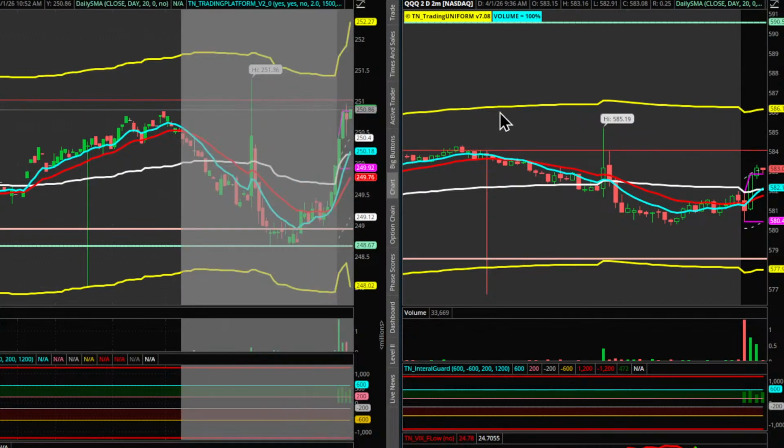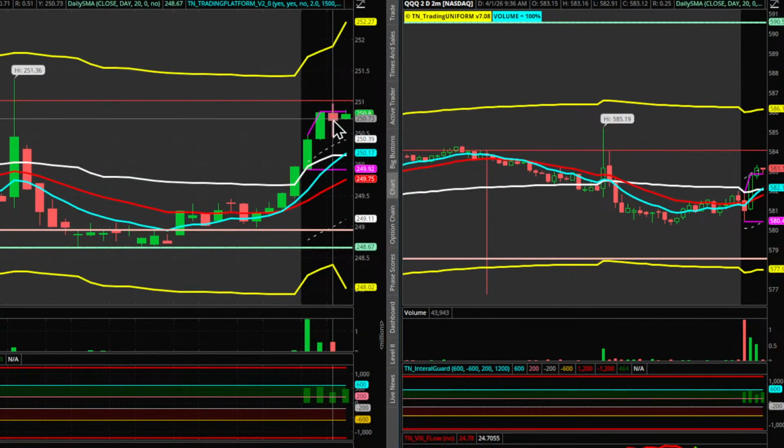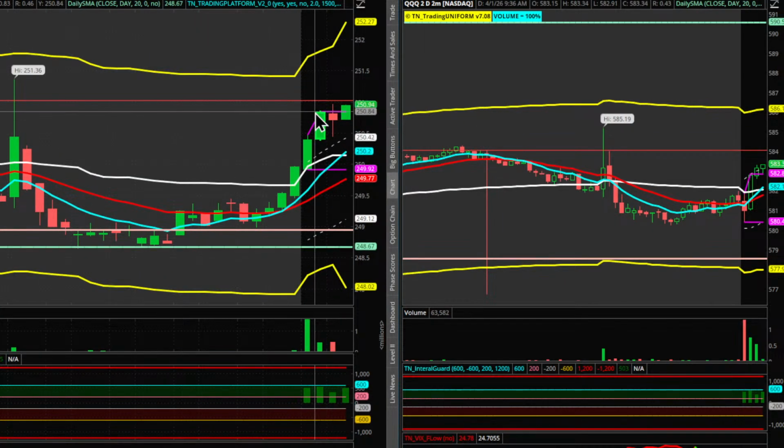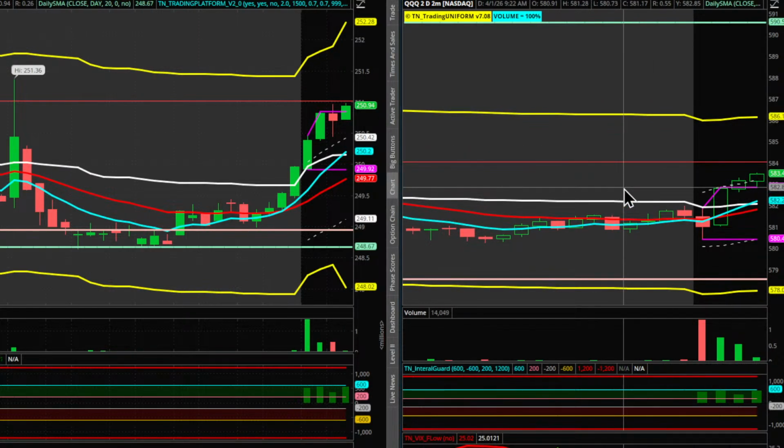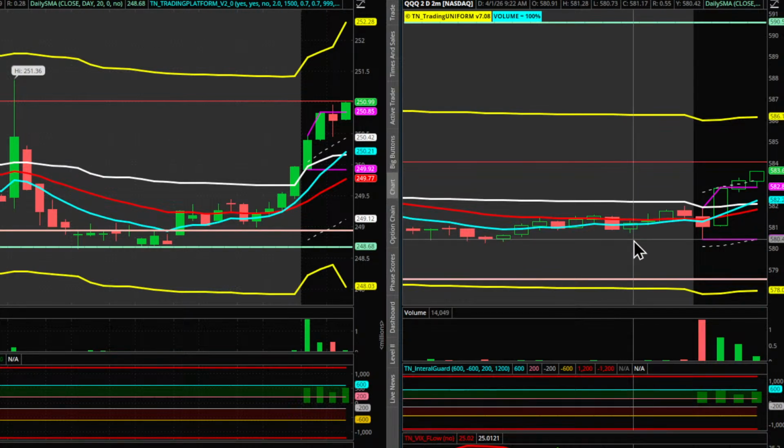All right, so right now we have the opening range for IWM. It's at about 250.85, and the lower range is about 250. For QQQ, the opening range is about 583, and the low range is 580.